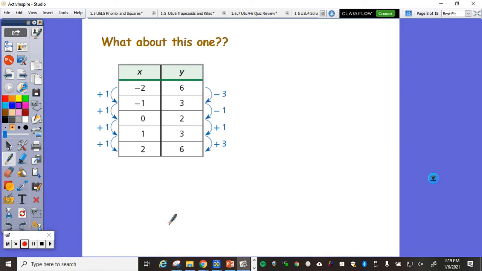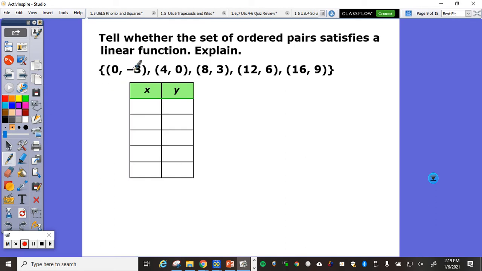Is this a linear function? No, it's not. Why? It goes from 6 to 3 to 2. I don't have the same set of differences. So if I don't have the same set of differences, this is not a linear function. All right, so you're going to take this table of values, or this set of ordered pairs, fill out a table of values, and then tell me if it's linear or not. And if it's linear, tell me what the slope is.